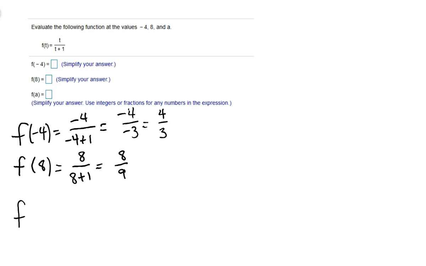The last value here is a variable instead of a number, but the process is the same. Everywhere we see a t, we want to change it to a. That would give us a over a plus 1. And since a and 1 are not like terms, we can't simplify that. So we're going to leave our expression as a over a plus 1.